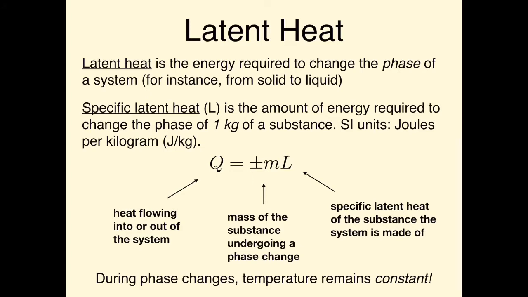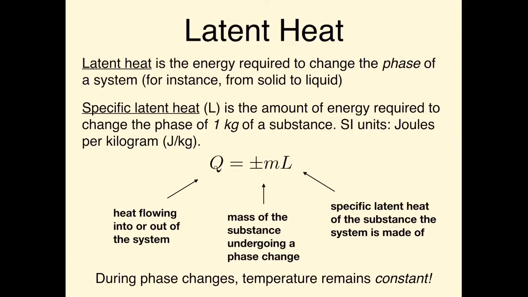So the SI units here are going to be joules per kilogram, joules divided by kilograms. And so the equation that we have is shown in the middle of the slide. Q is equal to plus or minus M times L. So what is Q? As always, Q is the heat flowing into or out of the system. M is the mass of the substance that's undergoing the phase change, so whatever that happens to be. And L is, again, the specific latent heat of the substance.